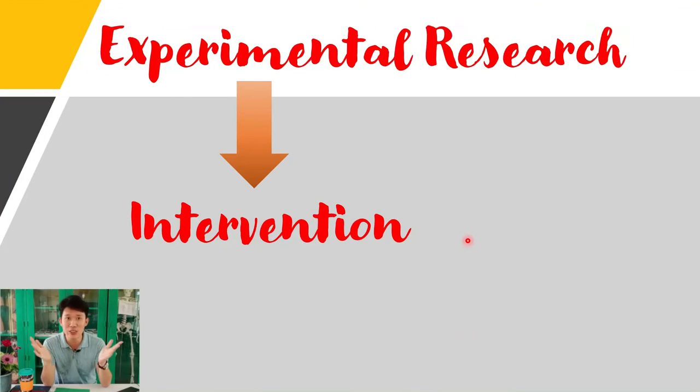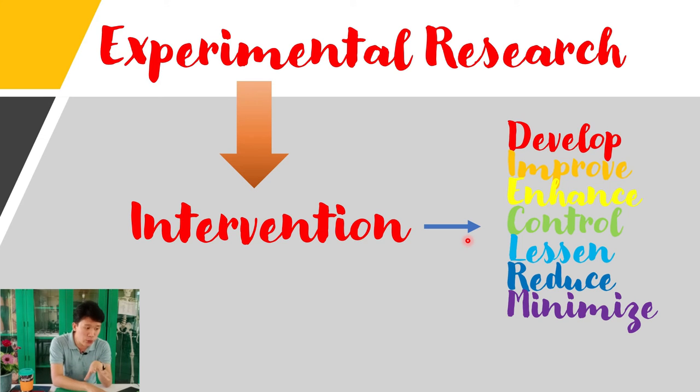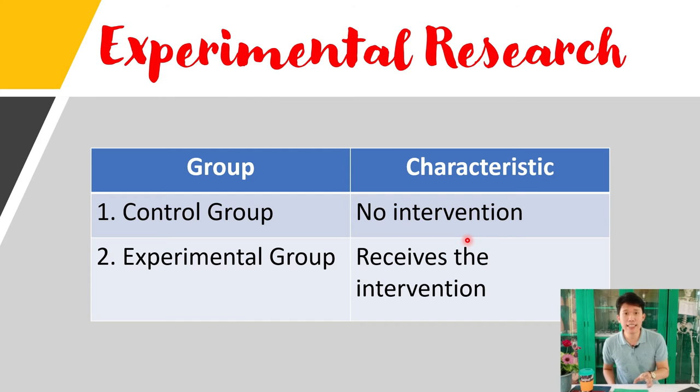It is the same in our research class. The situation already exists, and you want to give an intervention to develop, improve, enhance, control, lessen, reduce, or minimize what is happening in that situation. So in order to find out if the intervention you gave has an effect, you must have two groups to compare. So, in experimental research, there are two groups: one is the control group, and the other one is the experimental group.